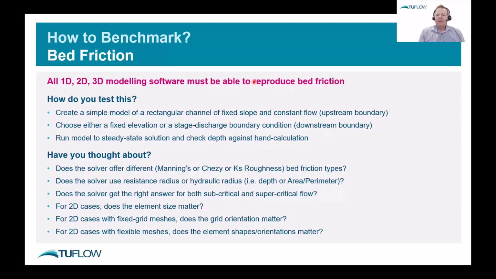But just some things to bear in mind when you do this particular test. You need to know whether you're reproducing Manning's equation or Chezy or KS roughness. You need to know whether your solver is using resistance radius or hydraulic radius. And that will, to some extent, depend on whether you're doing it as a 1D channel or as a 2D model. If it's in 2D, chances are you're just using resistance radius, which is the depth. If you're doing it as a 1D model, then you'd probably be using hydraulic radius, which is area over perimeter, or at least the solver might give you the option to choose.